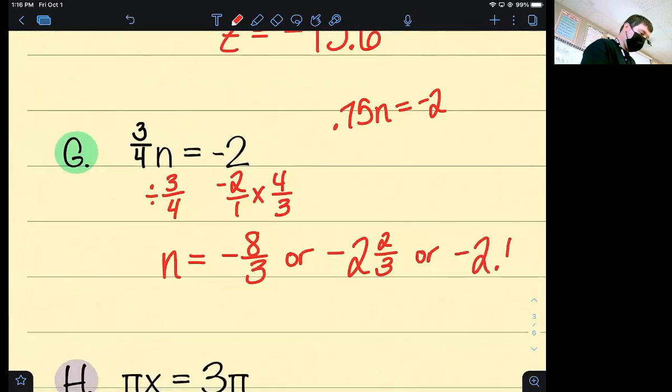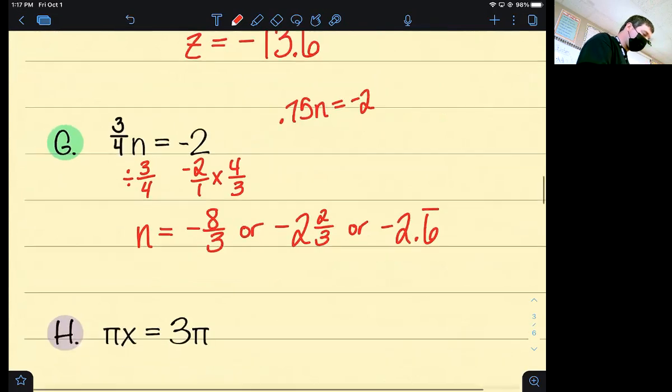But as long as you know that 0.6 repeating is 2/3, that's fine. And the reason I'm saying that is because Big Ideas isn't going to let you type in 0.6 repeating. There's no way to type a repeating decimal in. They're going to want you to write it as 2/3. Or -2 2/3, or it'll even accept -8/3. They'll be okay with that too.